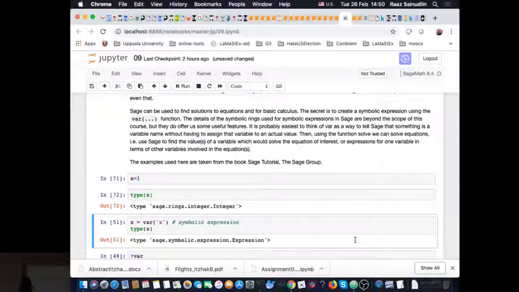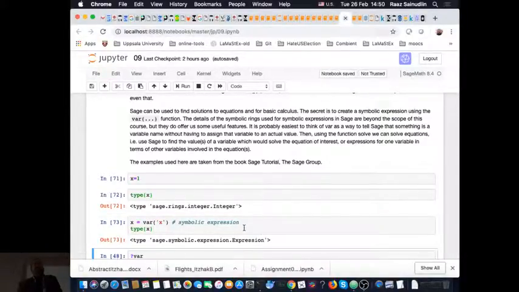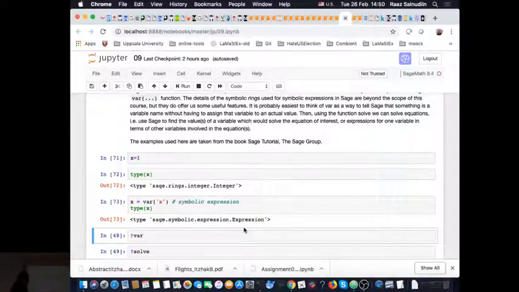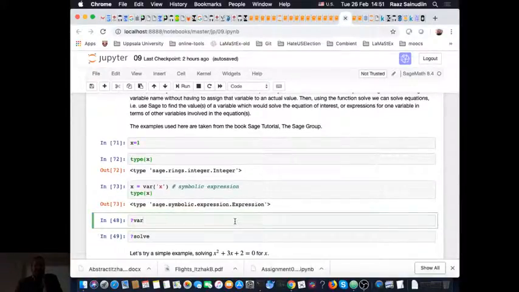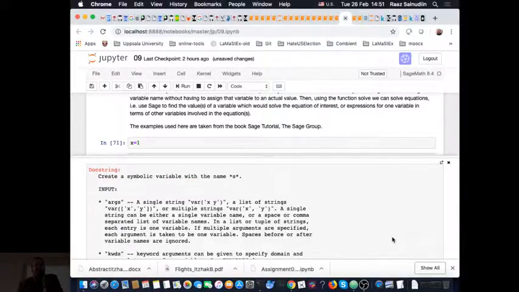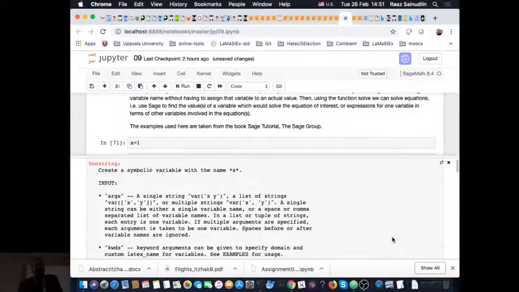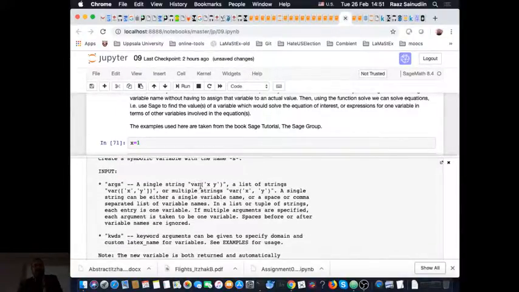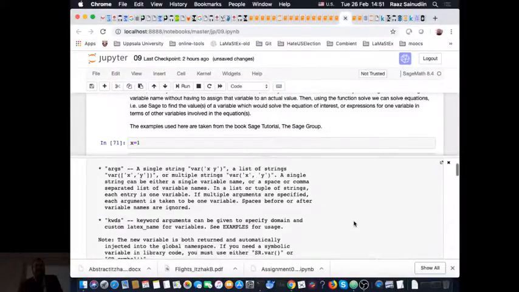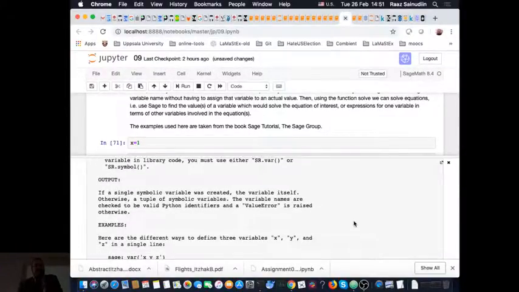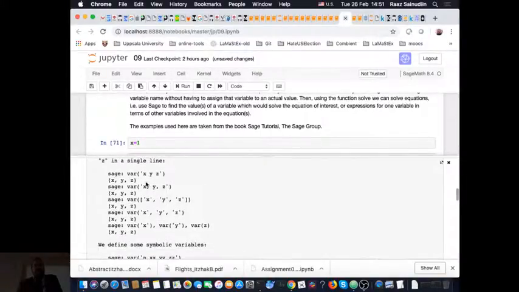So let's just quickly show you the ropes. When I say x is 1, type x, you guys know this is just our Sage ring integer, right? Now when I say x is var x, this is a symbolic expression. That's how we did the visualizations above, right? So the type of x is Sage symbolic expression. You can look at the docstring for this. It creates a symbolic variable with name s. You can do multiple variables quickly. There are various keyword arguments. So here are 3 symbolic variables.